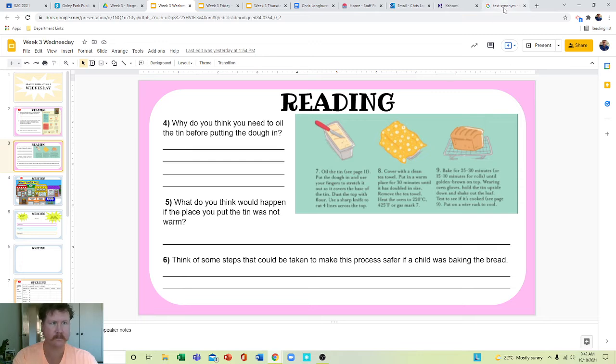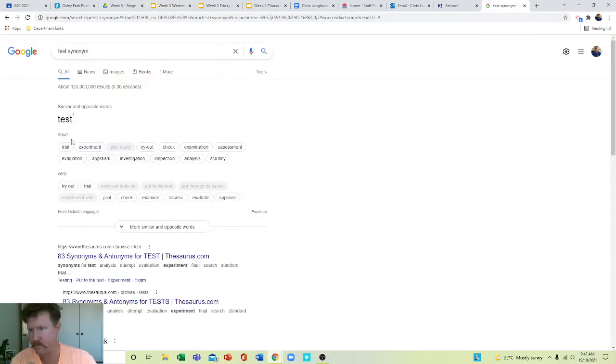Let's have a look. Trial to see if it's cooked. Experiment to see if it's cooked. It doesn't make sense, does it? Check to see if it's cooked. It could be one. Evaluation, maybe. No. Trial, pilot, check, examine. Maybe check. There are plenty more. But check to see if it's cooked.